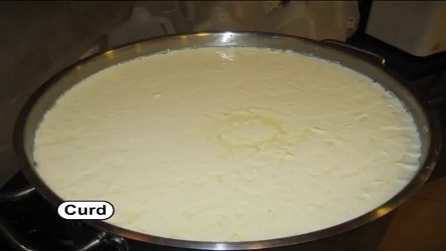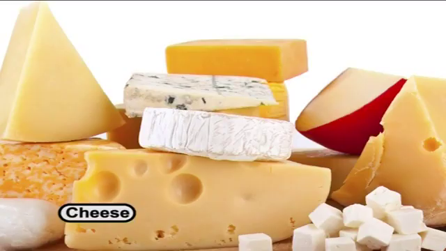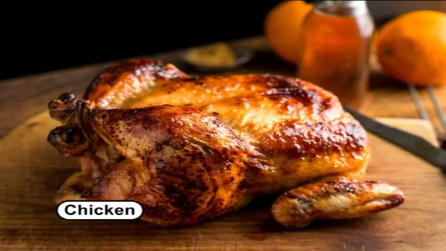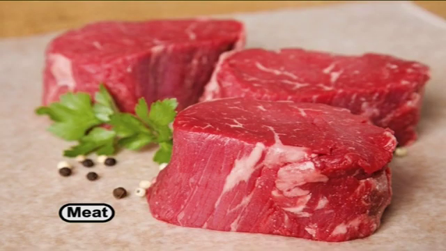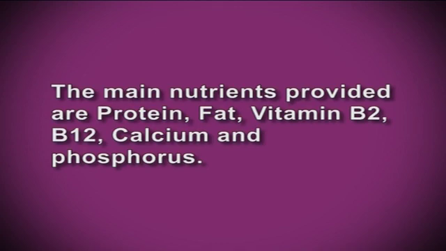The next food group is milk and meat products, which includes foods such as milk, curd, skim milk, cheese, paneer, and meat products include chicken, liver, fish, egg and meat. The main nutrients provided are protein, fat, vitamin B2, vitamin B12, calcium and phosphorus.